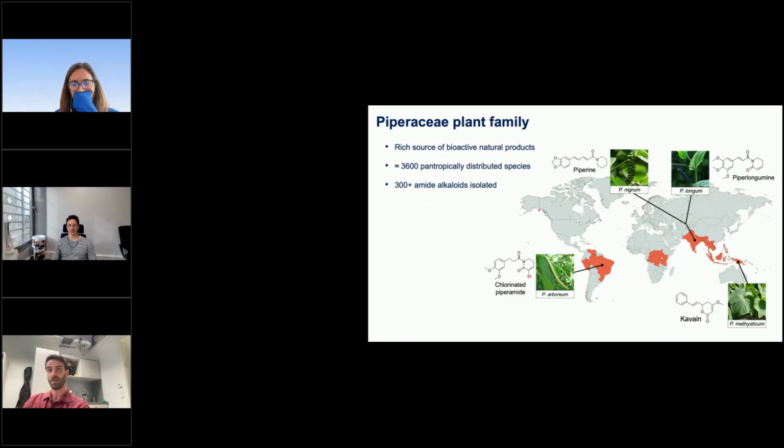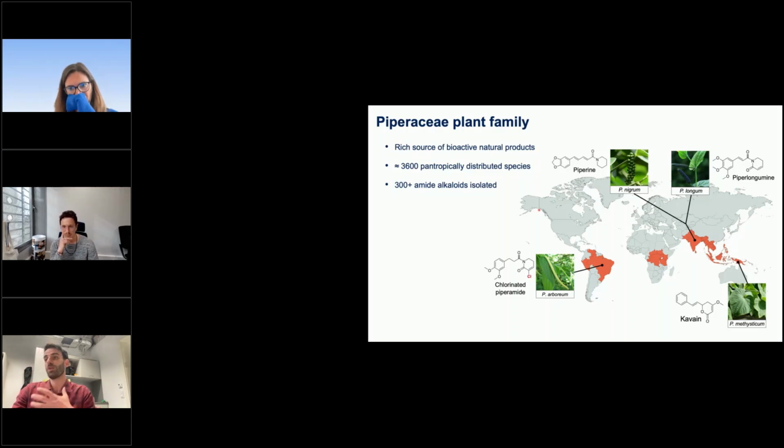And the plant family I'm talking about is this Piperaceae plant family, which is a big plant family with over 3,500 different species distributed from all around the world. And it's widely recognized as a rich source of bioactive natural products, alkaloids in particular. More than 300 different alkaloids have already been isolated from this plant family and have shown a wide range of biological effects on humans, from analgesic to anti-cancer properties.